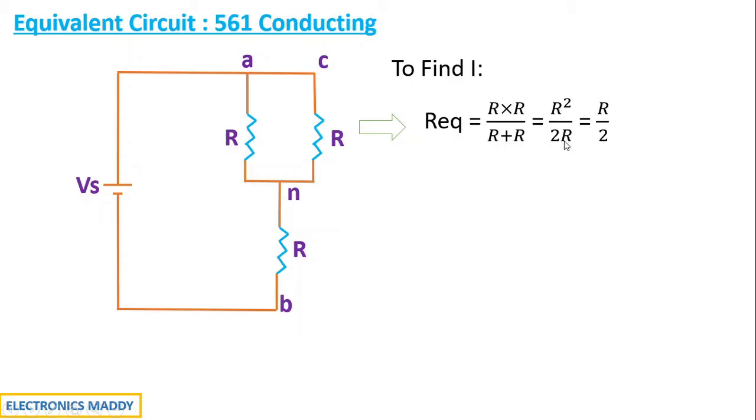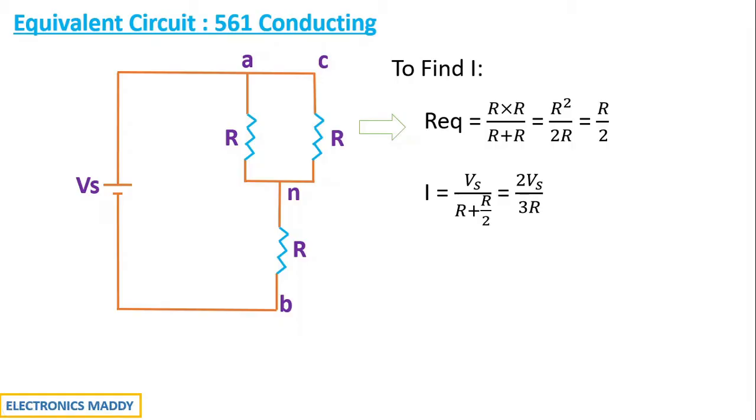So you'll be getting R square by 2R, and R gets cancelled. You will be remaining with R by 2 at this point. So the effective resistance of R and R connected in parallel is basically R by 2. But I is given by V by R, isn't it? According to Ohm's law, V is nothing but Vs over here, which is the supply voltage, divided by the total resistance. We got the effective resistance at this point as R by 2 plus R. So R plus R by 2 is the overall resistance in order to find the overall current flowing through the circuit. I is equal to 2 Vs by 3R. So we have got this.